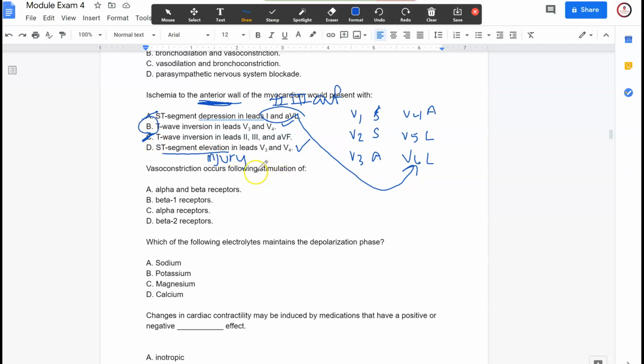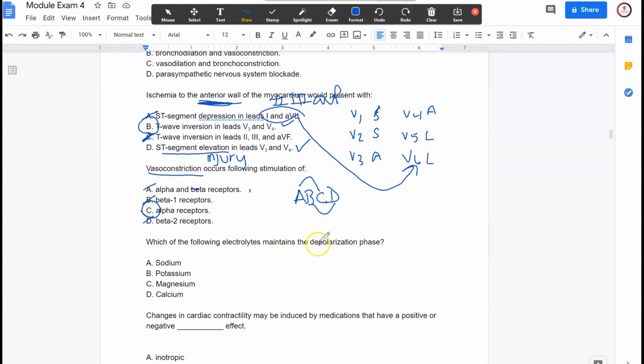Vasoconstriction occurs following stimulation of, oh, we're back to here. A, B, C, D. Alpha constricts, beta dilates. So we're looking for further vasoconstriction. So anything that's got a beta in it is wrong. Alpha.